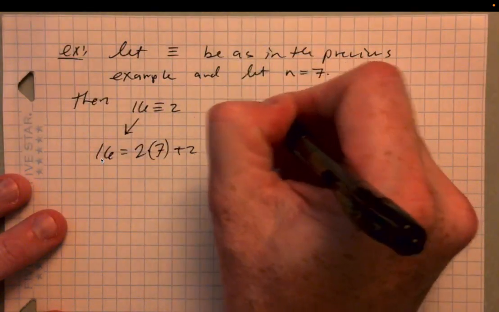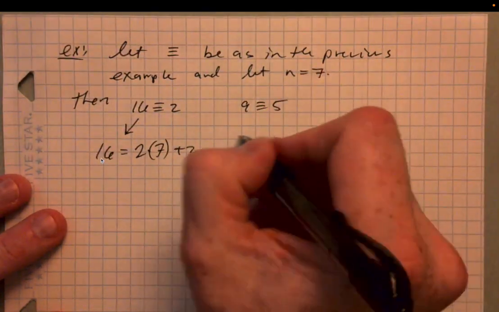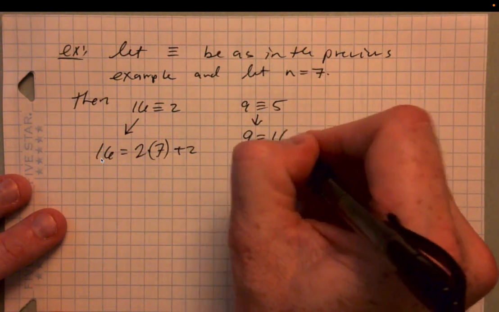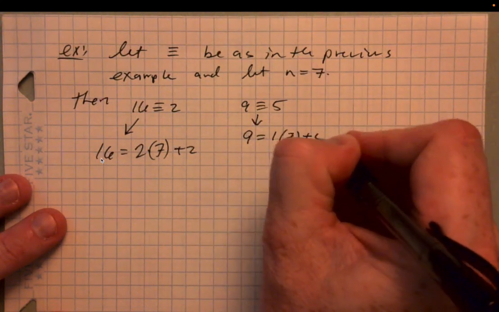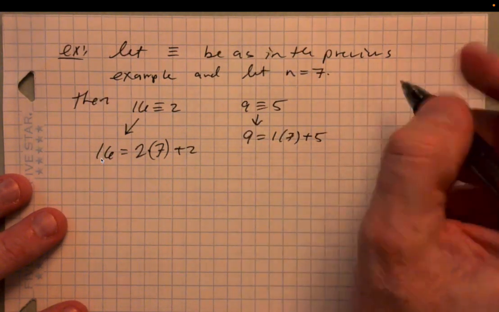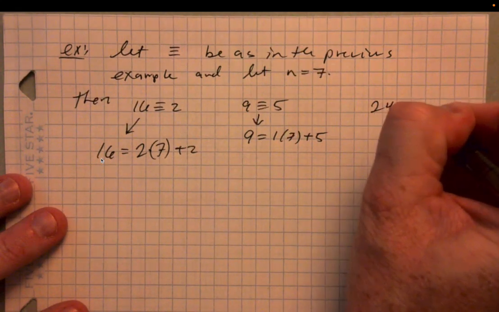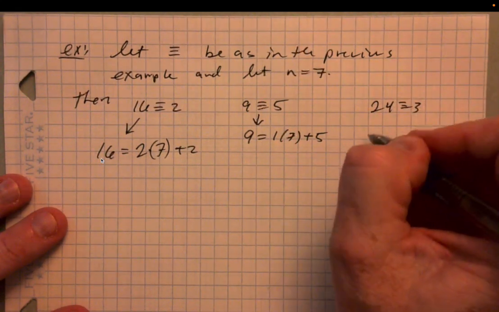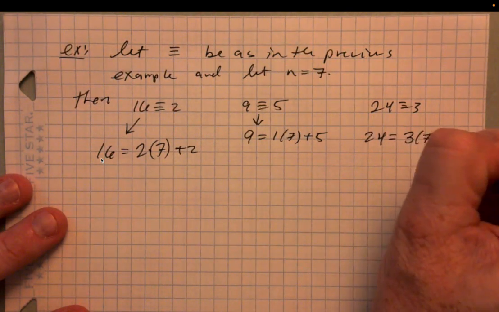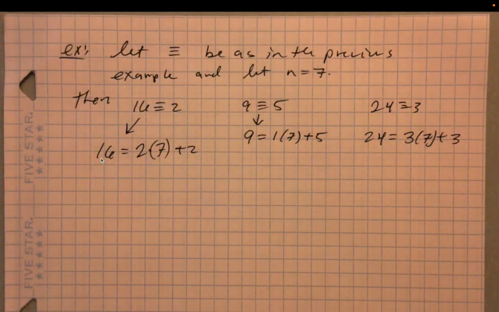We can say that 9 is equivalent to 5, right? Because 9 equals 1 times the modulus 7 plus 5, the remainder of 5. Etc. We can go on. So 24 is equivalent to 3. And that's because 24 equals 3 times the modulus 7 plus 3. So 3 times 7 is 21, plus 3 is 24. So 24 and 3 are equivalent.